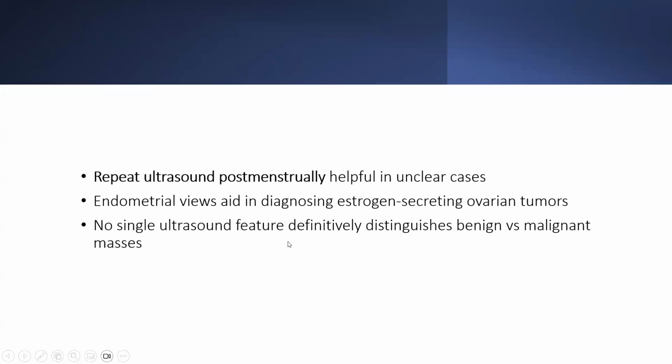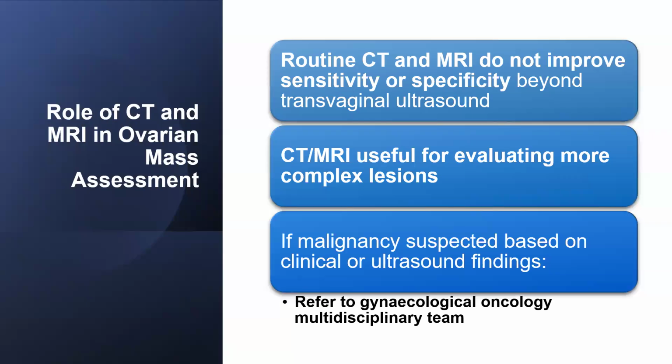And no single ultrasound feature definitely distinguishes benign versus malignant masses. So there's no single feature. However, a mixture of these features helps in differentiating benign from the malignant masses. What's the role of CT and MRI? It's not specific. However, it is useful for evaluating more complex lesions. And if on ultrasound examination malignancy is suspected, you have to refer the patient to the gynecological oncology multidisciplinary team.